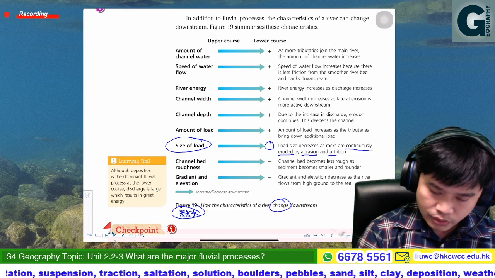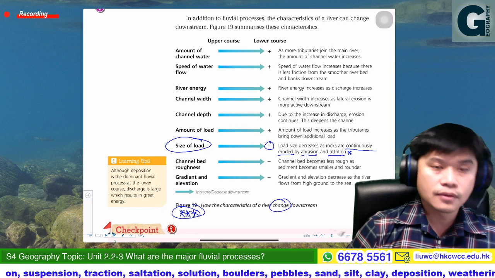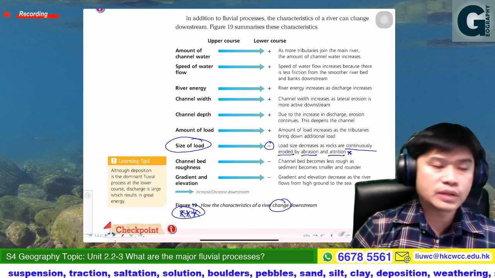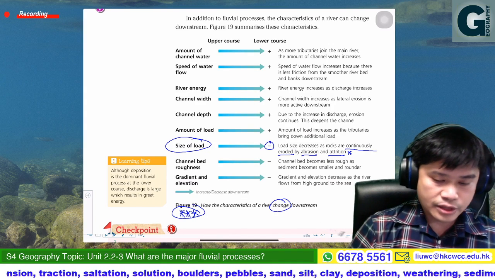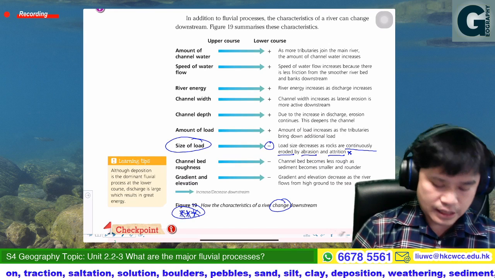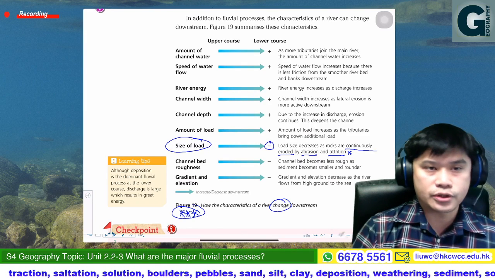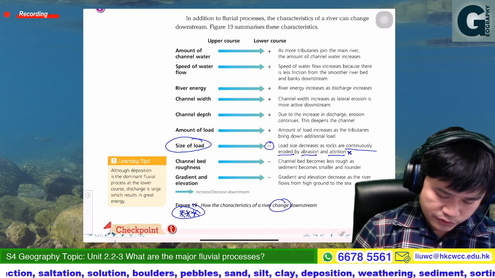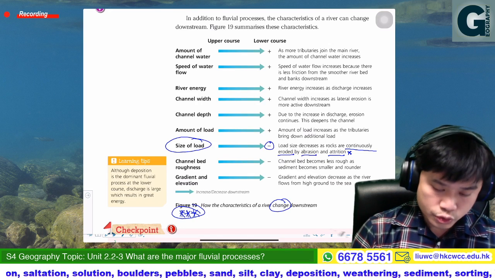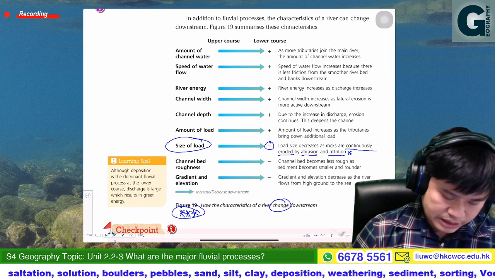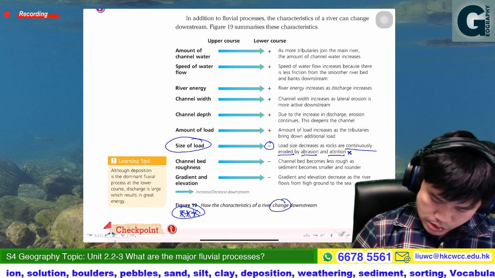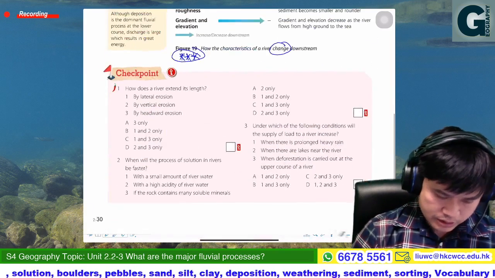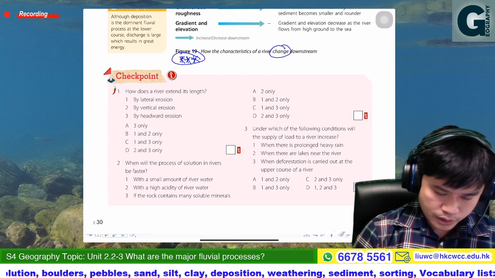And you can see the size of load decreases as rocks are continuously eroded by abrasion and also attrition. Okay, so that could be the explanation, so you can have a better understanding of the whole picture of the river. So that's why for figure 19, remember you should understand what the meaning of that should be. Okay, so after this, you can see the checkpoint again.